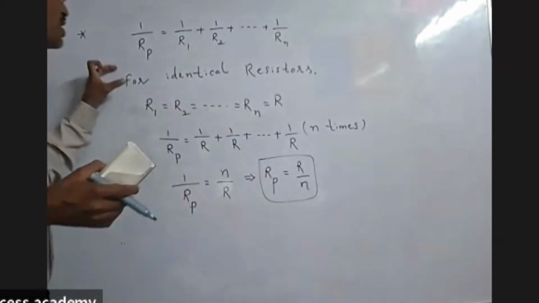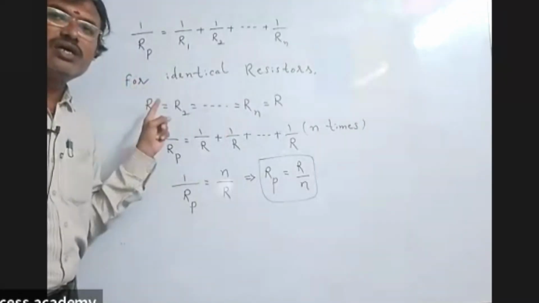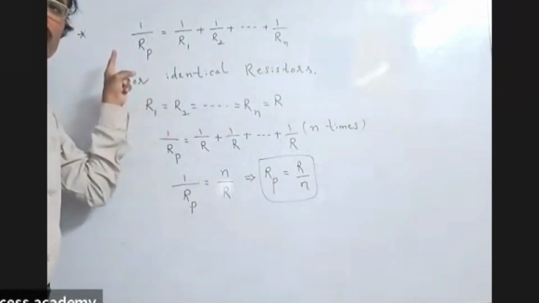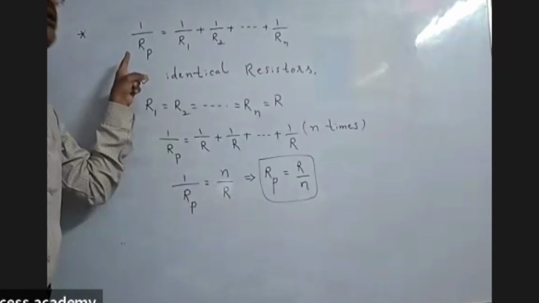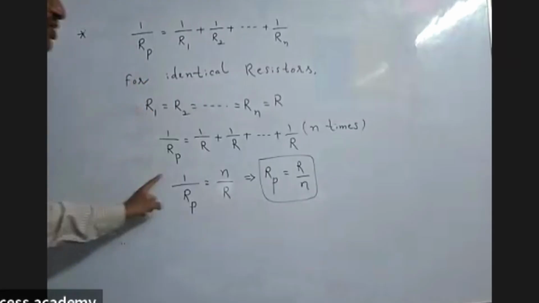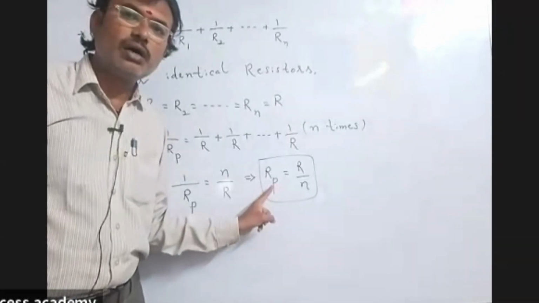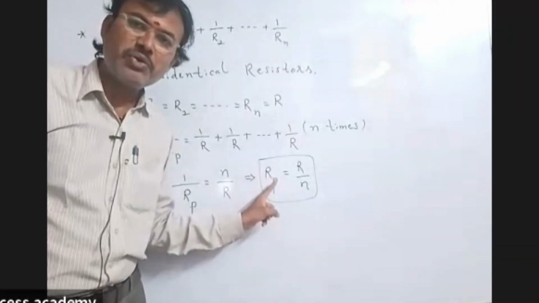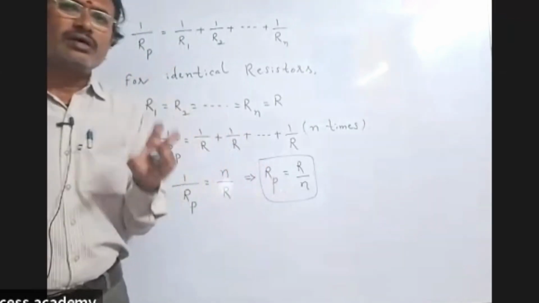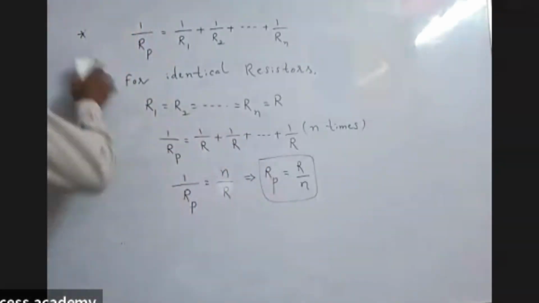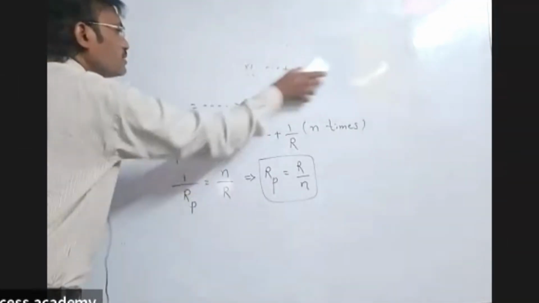So for finding the equivalent resistance in parallel combination, the formula is 1 by Rp is equal to 1 by R1 plus 1 by R2 plus and so on plus 1 by Rn. In the same way, for identical resistors, we simply take the formula Rp is equal to R by N. Okay. Now straight away I am taking the two formulae which we discussed just now, for series combination as well as parallel combination.